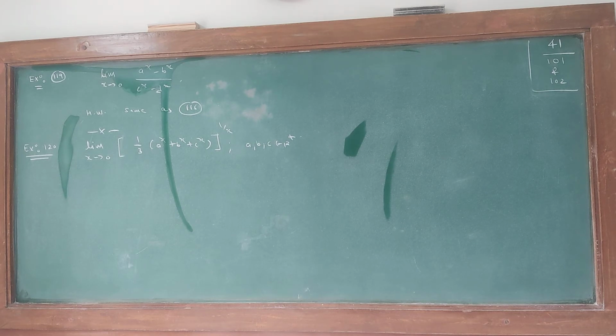So there are two more sums. The first one is 119 and the second is 120. So first you can see 119: a raised to x minus b raised to x upon c raised to x minus d raised to x. You can solve this sum the same way as we did in 116.